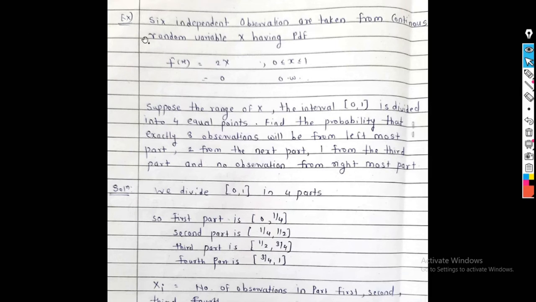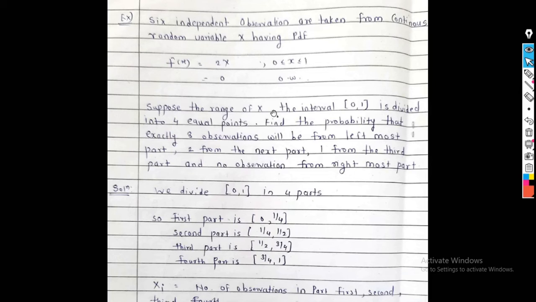Let us see the next example, which is quite different from the rest of the examples. Six independent observations are taken from a continuous random variable x having PDF f of x. We are given the PDF of x, which is f of x equal to 2x, and the range of x lies from 0 to 1, and it is 0 otherwise.